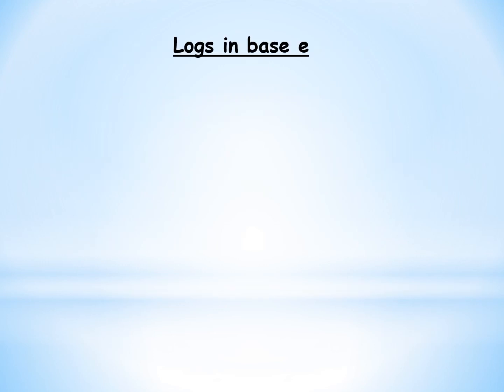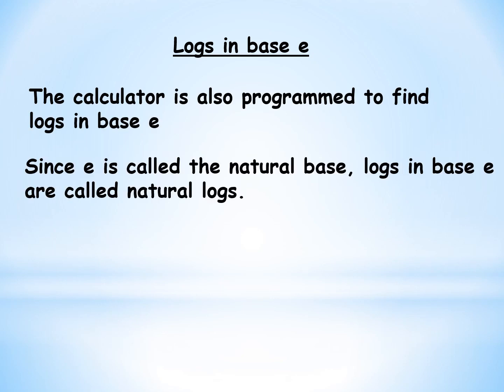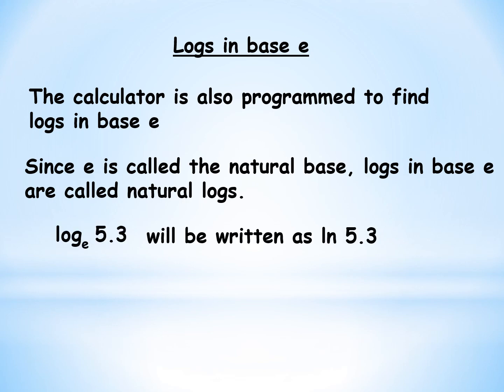And then we can also have logs with a base e. The calculator is also programmed to find logs in base e, and if you remember when we talked about e, we talked about it as the natural base, so therefore we call logs in base e natural logs. So log base e of 5.3 will be written as ln, the natural log of 5.3. You won't see it written the long way, you will only see it written like this here.